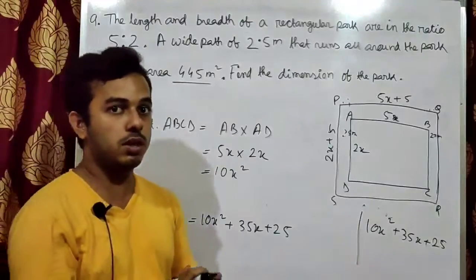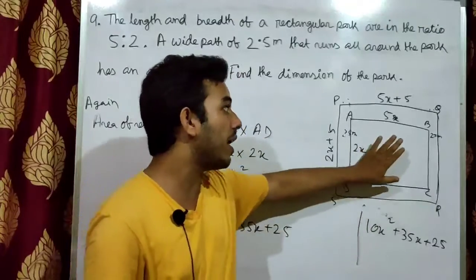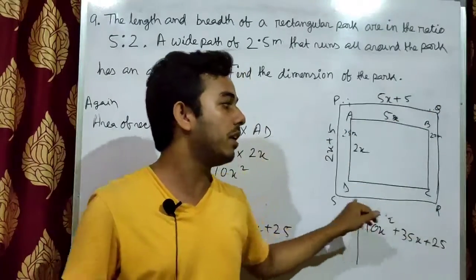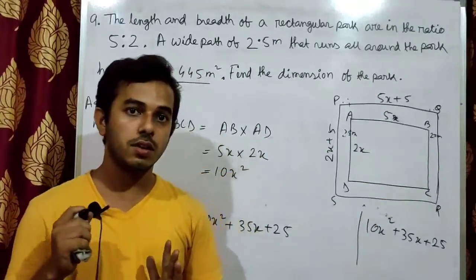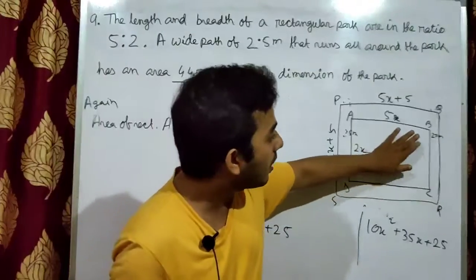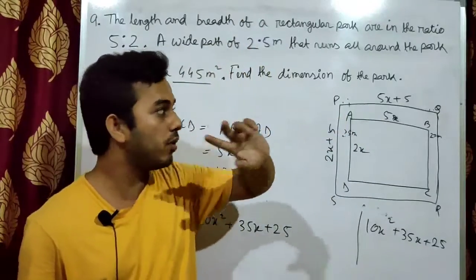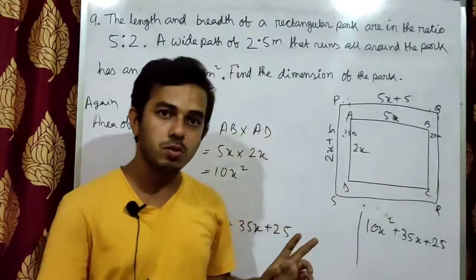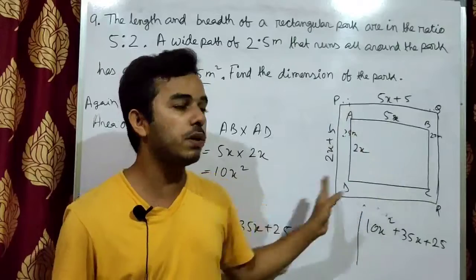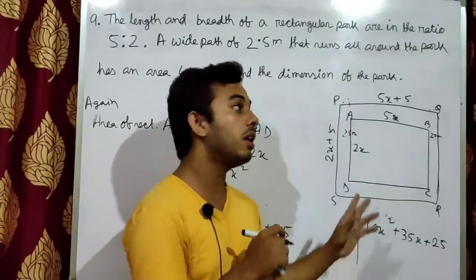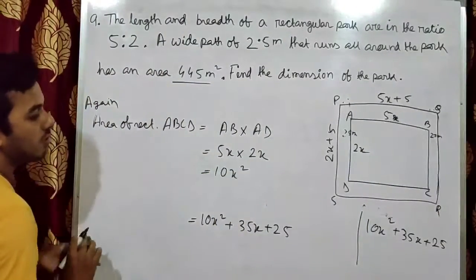So till now we have found out the area of the path, right? We have found out the area of the path by subtracting the area of rectangle ABCD from the area of rectangle PQRS. The question asks us to find the area of the path, that means the area of this region. So we subtracted the area of rectangle ABCD from the area of rectangle PQRS, right? This path is already given in our question.